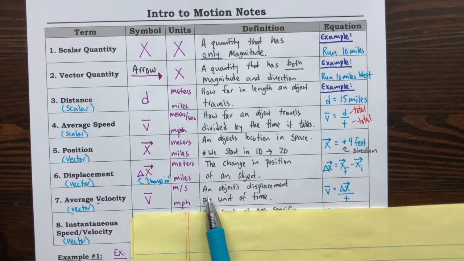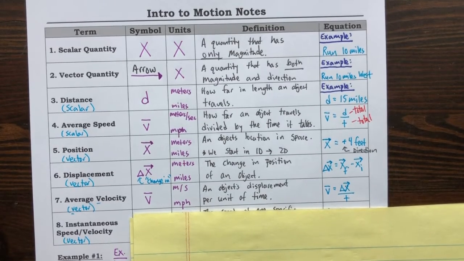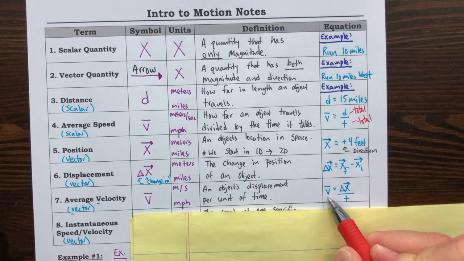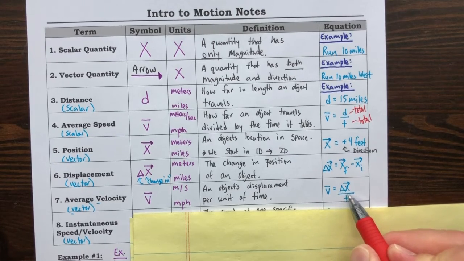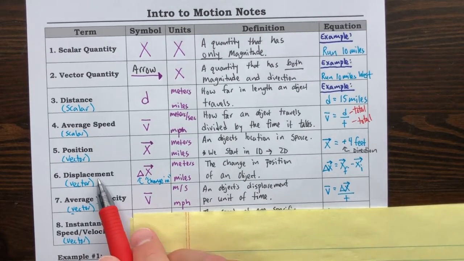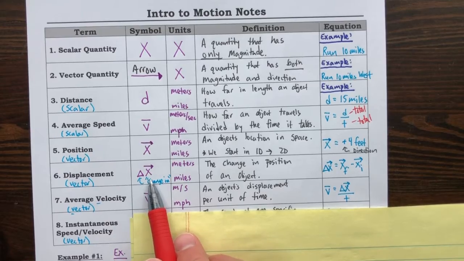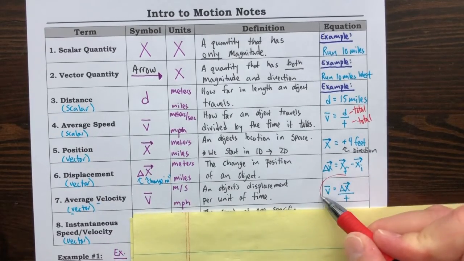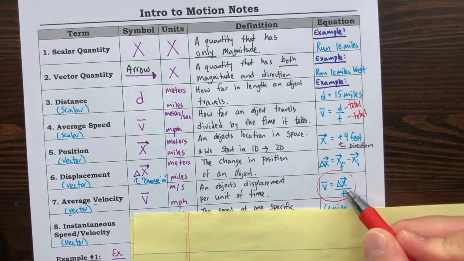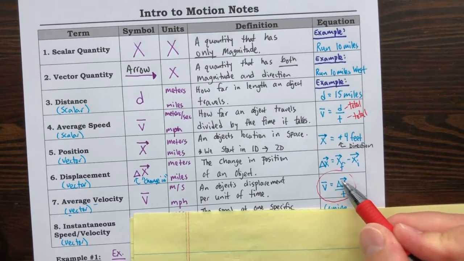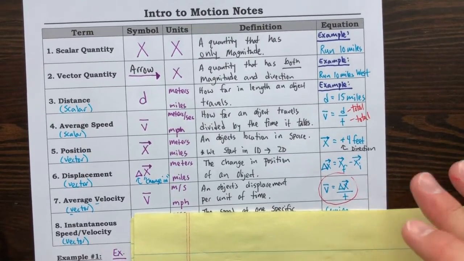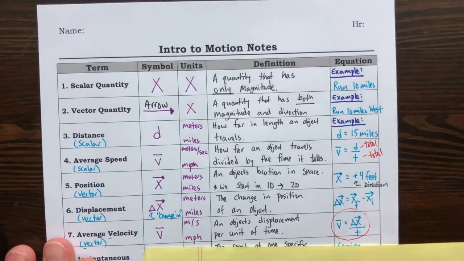And then now the definition for average velocity is an object's displacement per unit of time. So now we say, okay, so we have average velocity, you take an object's displacement. Remember, displacement was the symbol delta x. So our equation for average velocity is just going to be your change in position or displacement divided by time. And some people out there might think, well, isn't that the same as average speed?